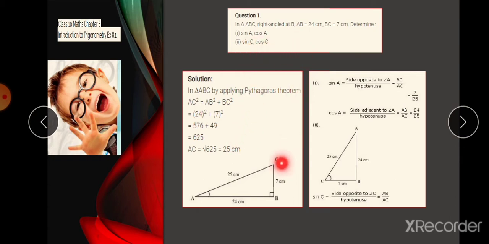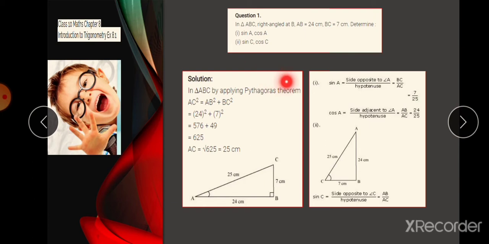So first we know 24 and 7, but we don't know the hypotenuse. How to find the hypotenuse? Yes, your guess is correct. By using the Pythagoras theorem, we can find the hypotenuse. 24 square plus 7 square is equal to 625. What is the square root of 625? 25 centimeter. Don't forget to put centimeter if it is given in the question. Now let's find sin A.